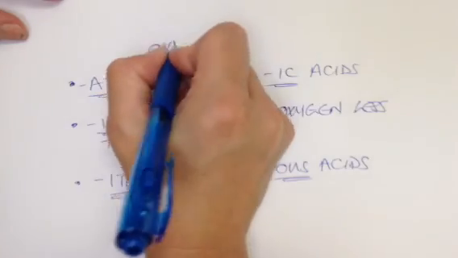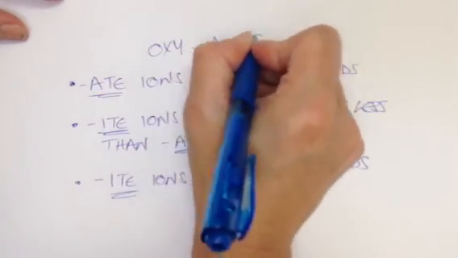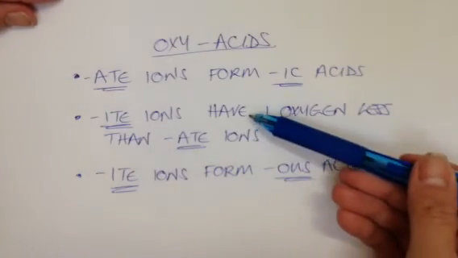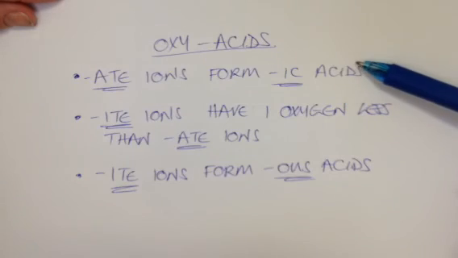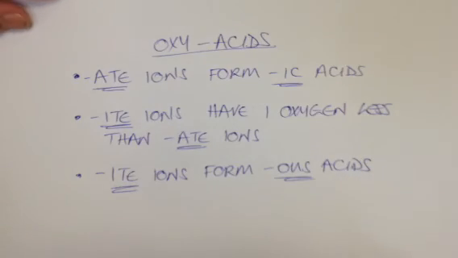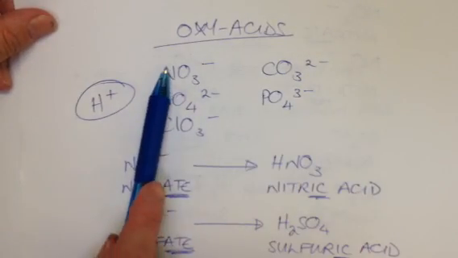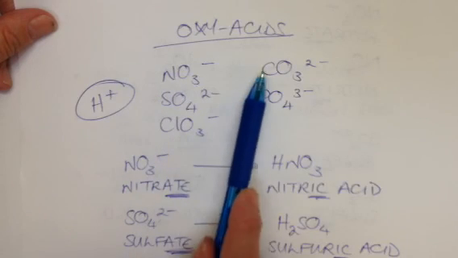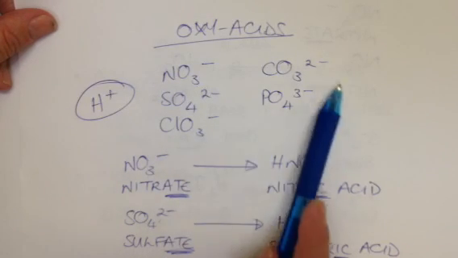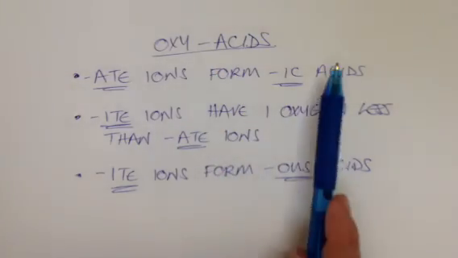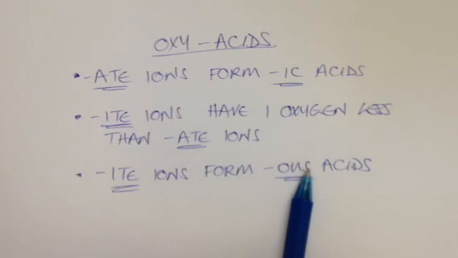So these 3 mantras, along with the 5 ions that end in ate, allow us to name 5 ions that end in ite, 5 ic acids, and 5 ous acids. So it's kind of like memorizing 5 and getting 15 for free. Okay, so go ahead and memorize these 5 oxyions. Again, they're nitrate, sulfate, chlorate, carbonate, and phosphate. And if you memorize these and these 3 mantras, then you're going to be able to name the ic acids, the ite ions, and the ous acids.